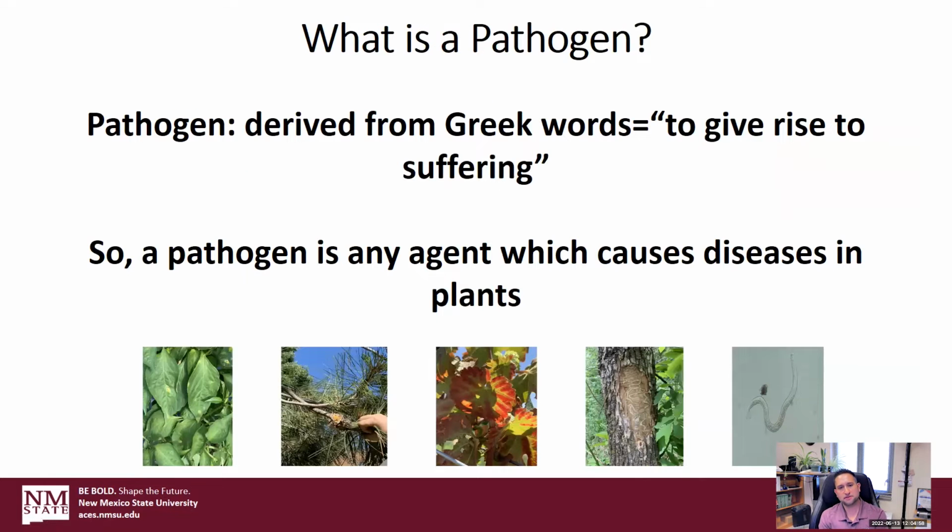Now, what is a pathogen? A pathogen is derived from the Greek words meaning to give rise to suffering. So really a pathogen is just any agent which causes diseases in plants. And that can be bacterial, fungal, viral, even insects and nematodes as well.